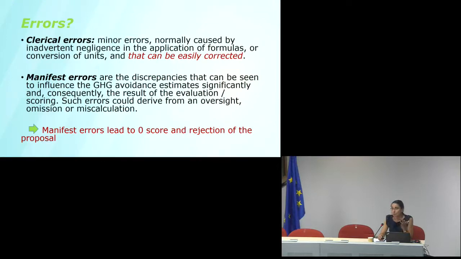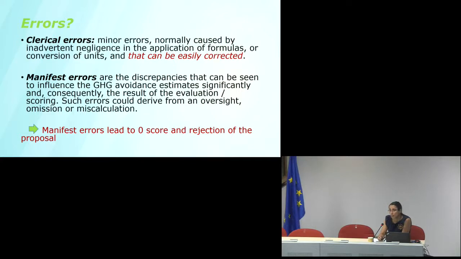Then there is the question of what happens if there are errors. You may have seen in the legal text that we define 2 types of errors which may occur. One type of error is the clerical errors. These are defined as minor errors, normally caused by inadvertent negligence in the application of formulas or conversion of units. And most importantly, these can be easily corrected.